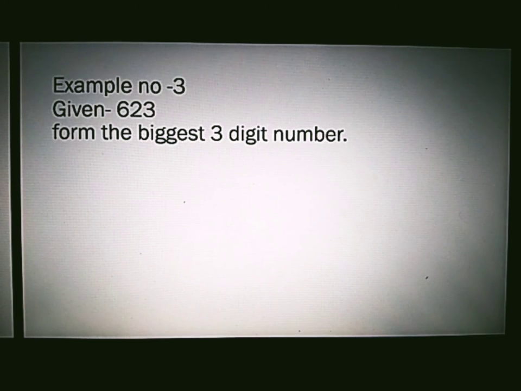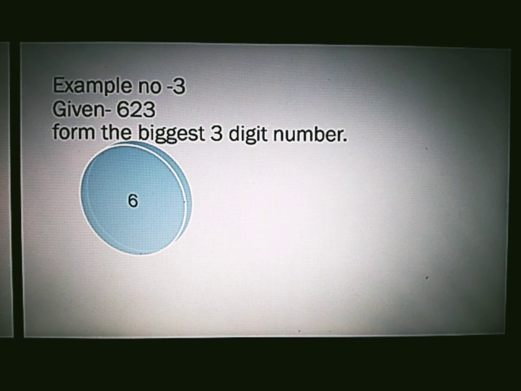Let's take another example. Example number 3. Given numbers are 6, 2 and 3. Form the biggest 3-digit number. What will you do? To form the biggest 3-digit number, first we will have to identify which is the biggest number here. In this case, we have 6 as the biggest number, so we will write 6 first.